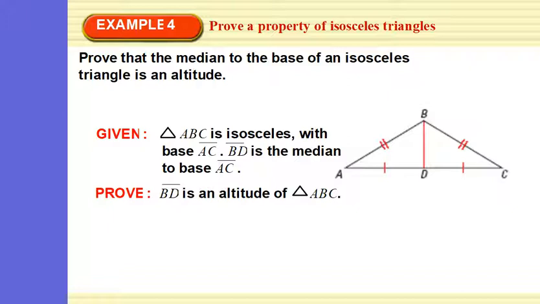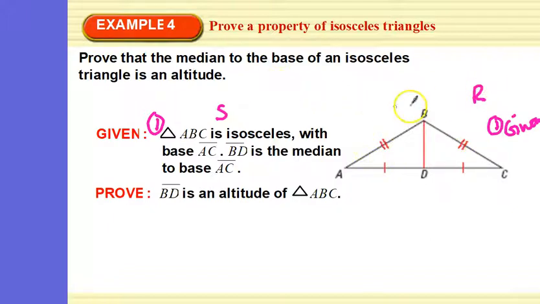We're proving a property of isosceles triangles. Prove that the median to the base of an isosceles triangle is an altitude. Okay, so what did they give us so far? We have our statements and our reasons. Our statement number 1 is that triangle ABC is isosceles with base AC, and BD is the median to base AC. Okay, so that's the given. So 1 is given.